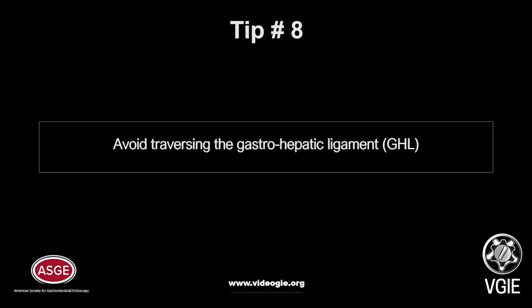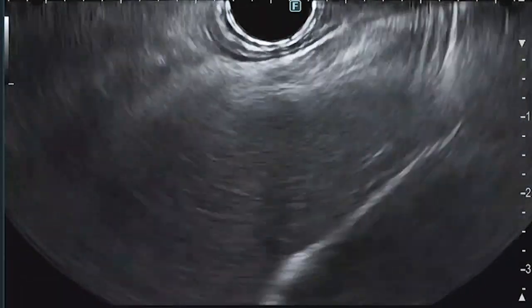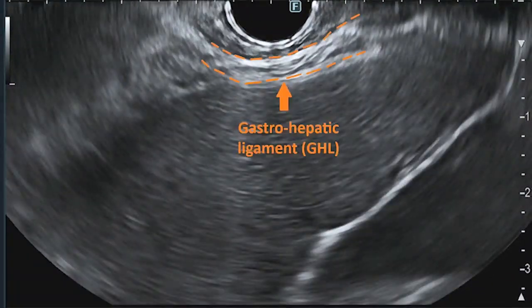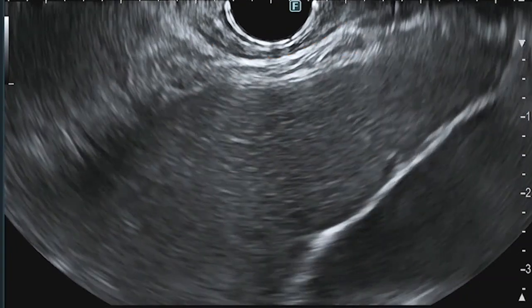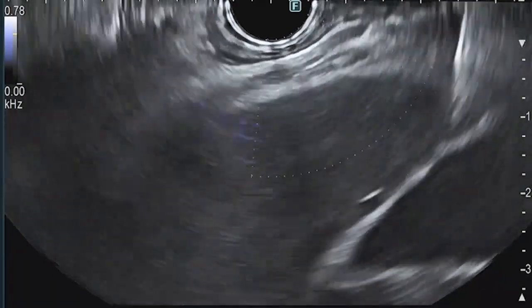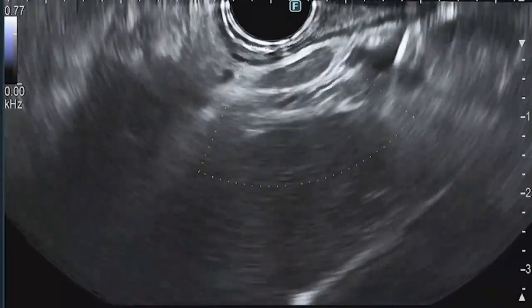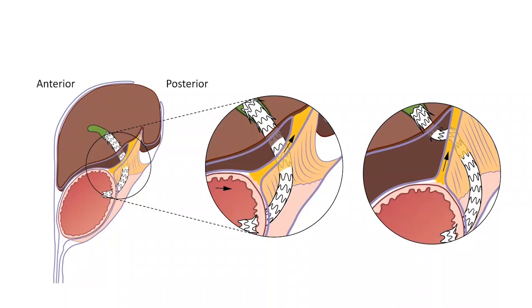Avoid traversing the gastrohepatic ligament. The ligament can be identified as a homogeneous hyperechoic structure that is located between the undersurface of the liver and the lesser curvature of the stomach. The ligament contains medium caliber blood vessels and may sometimes contain lymph nodes, as is seen here. Traversing this ligament should be avoided if possible, as this may result in positional kinking and angulation of the stent.